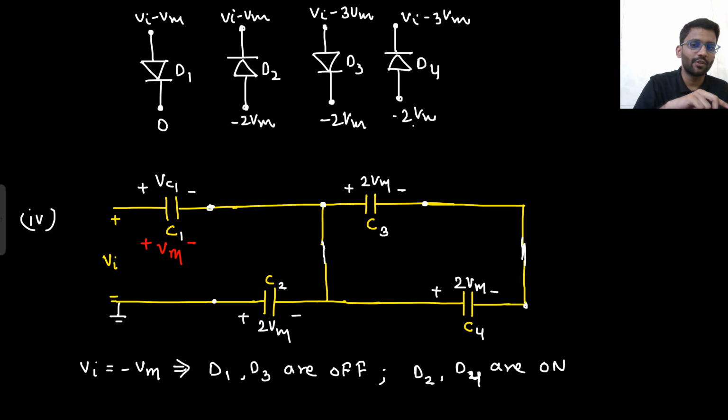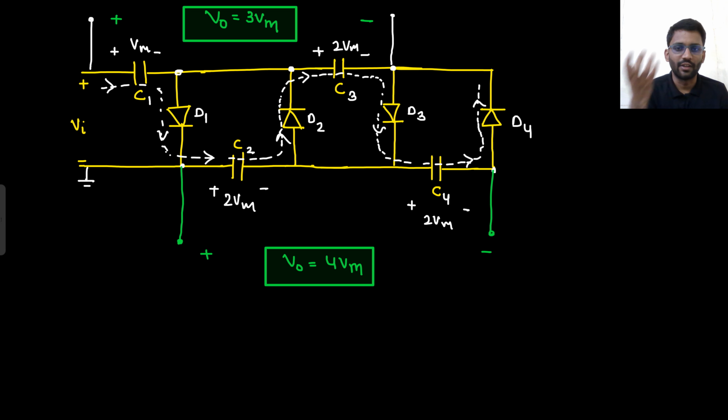Then in the next cycle, what will happen? D2 and D4 will turn on and D1 and D3 will be off. So whatever potential C3 is having, the same potential will be given to C4. That's it. If this is a standard circuit, I know one thing: the first will be charged to Vm, the rest will be charged to 2Vm. By the direction, I can simply write the potential. So in 30 seconds, I will be able to solve the problem in the examination.